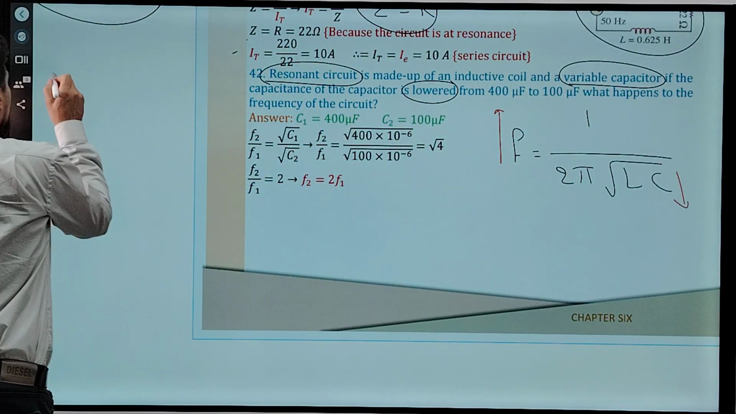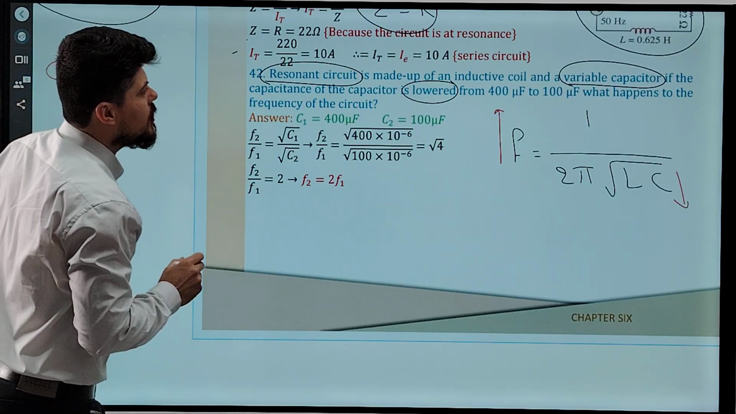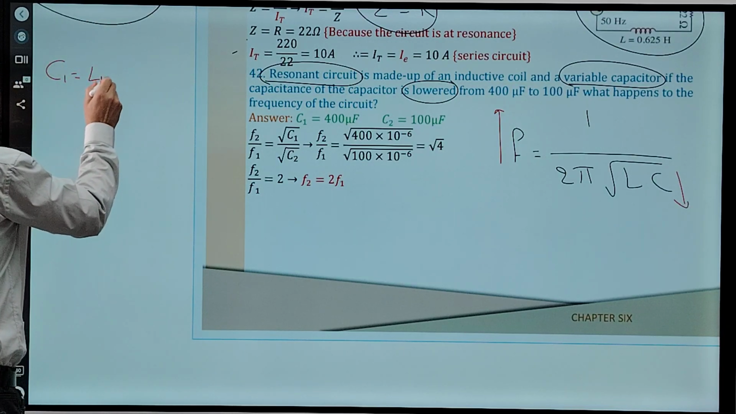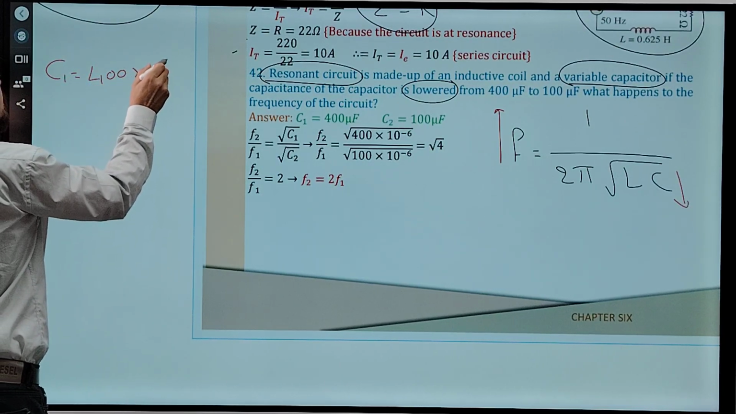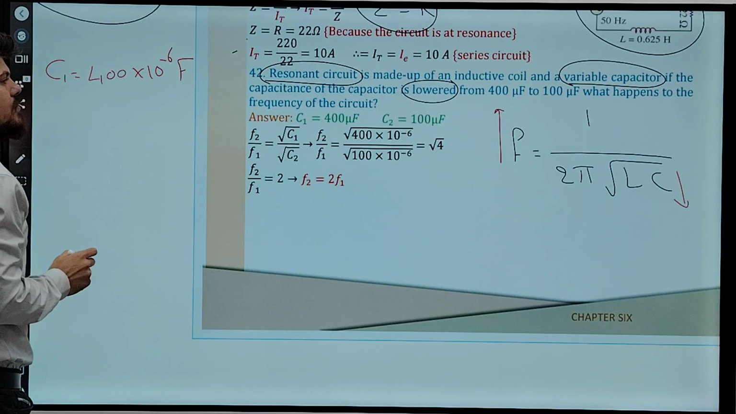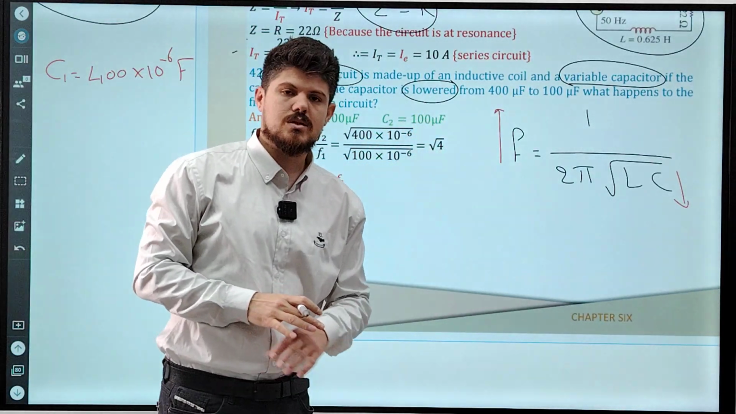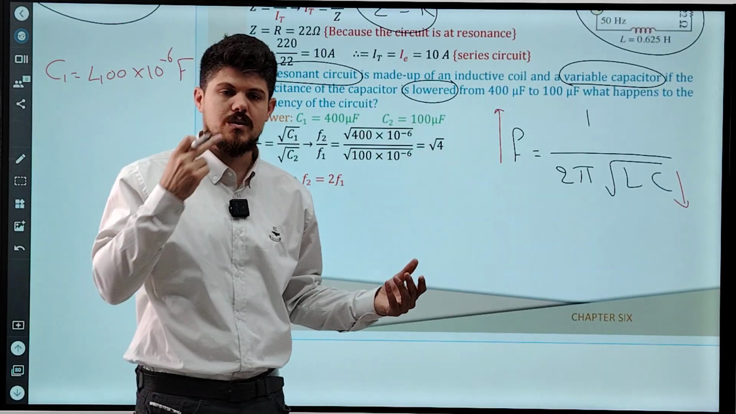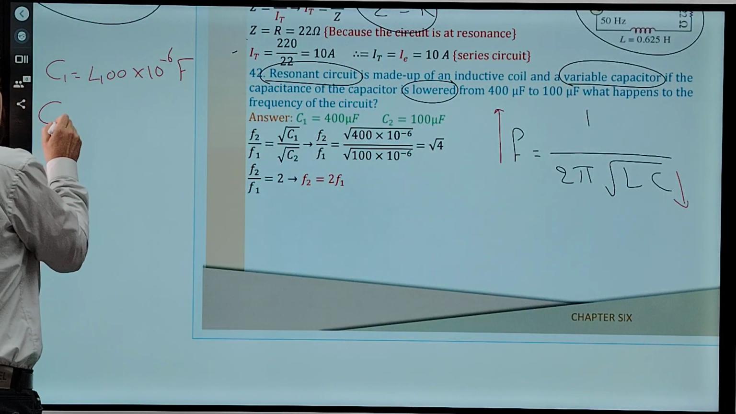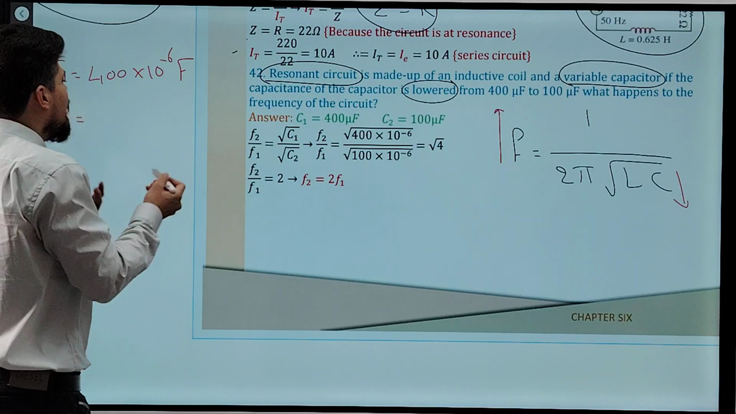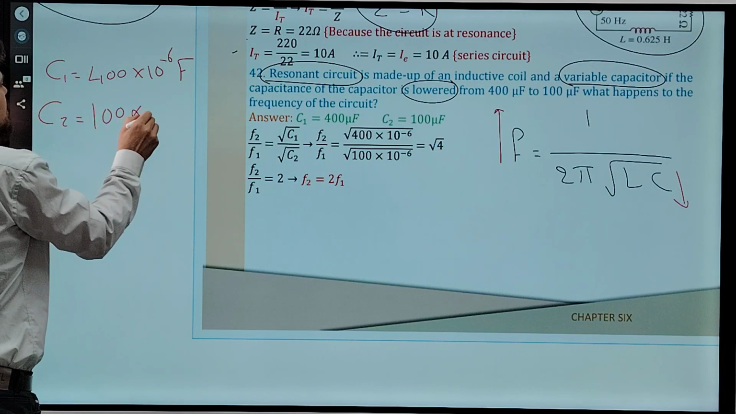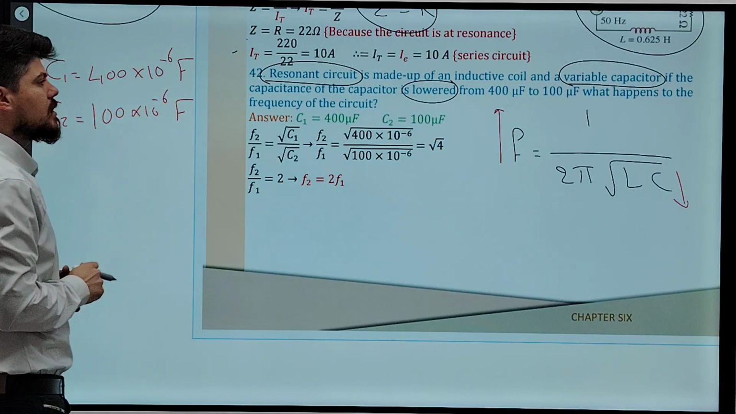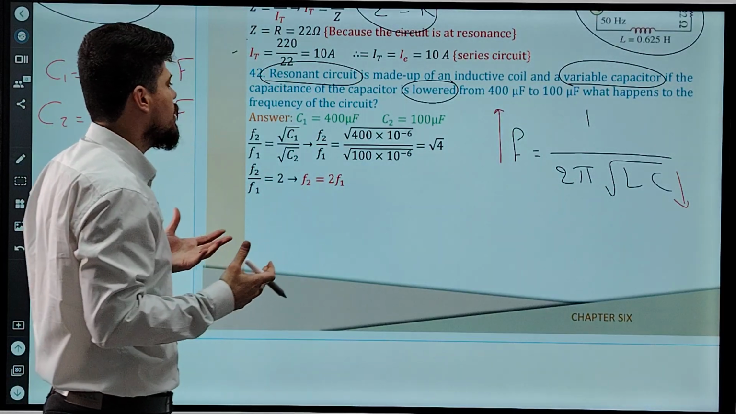C1 was given equal to 400 microfarad. It means that 400 times 10 to the power negative 6 farad. You have to convert this micro because it is not allowed to solve the question with micro. Okay. C2, lowered, becomes 100 times 10 to the power negative 6 farad. Okay. What happens to the frequency?